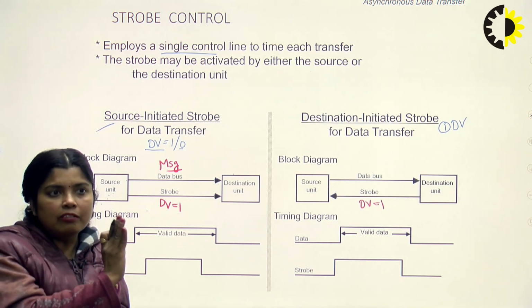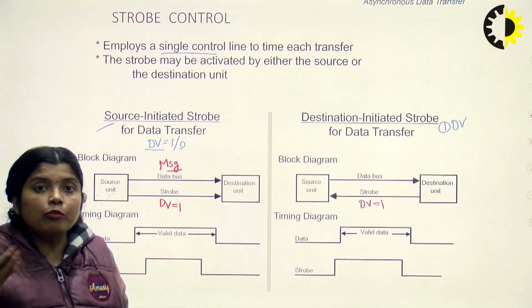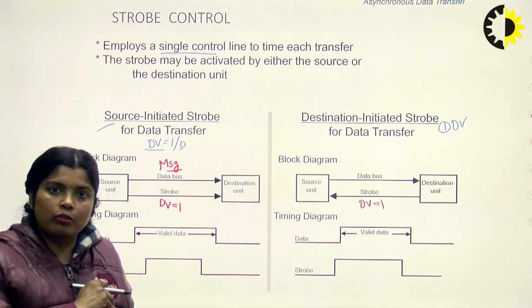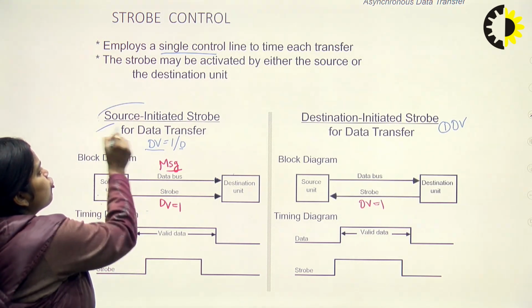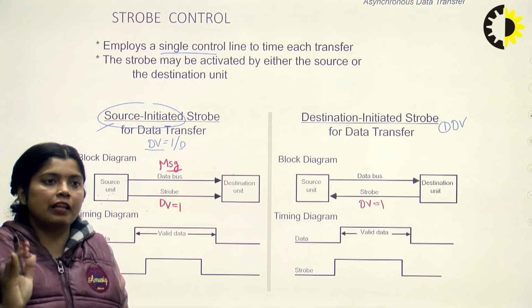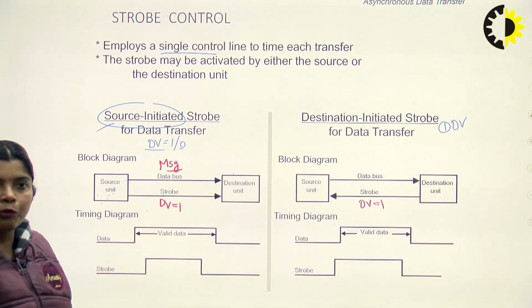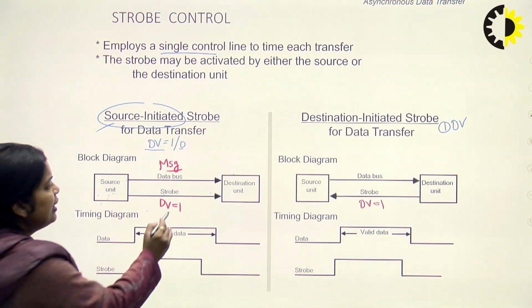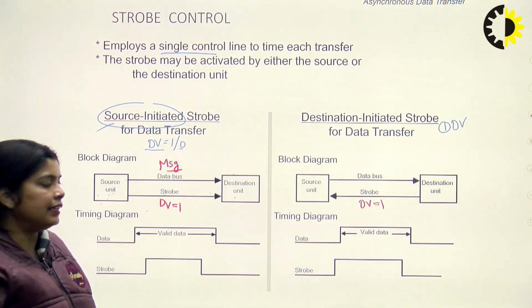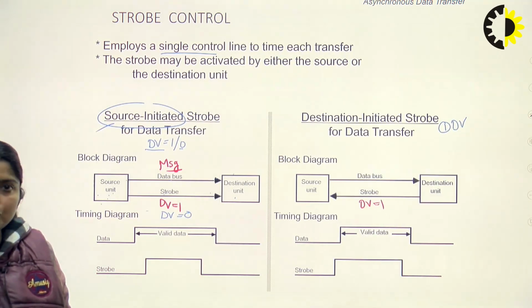Now, when the source unit is transferring the data to the destination, who is going to initiate that data transfer? That is the source. That's why it is called source initiated Strobe control for data transfer. With the help of the data bus, a Strobe control or a data valid value 1 is transferred to the destination unit. And after transferring the data, dv equal to 0. This is source to destination.